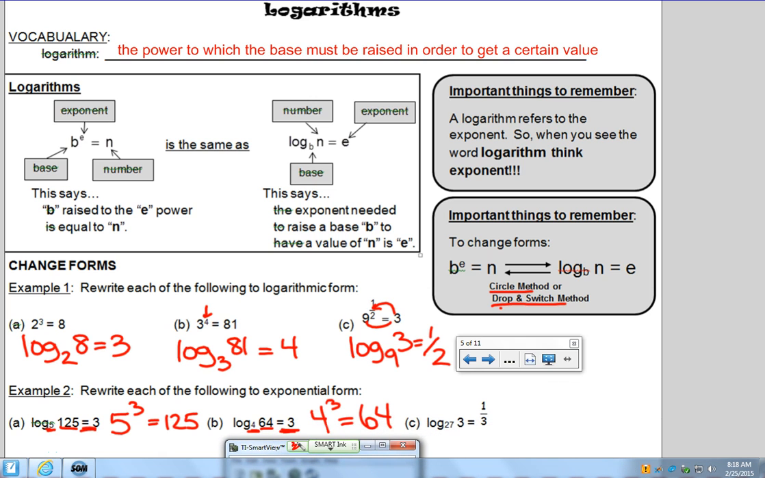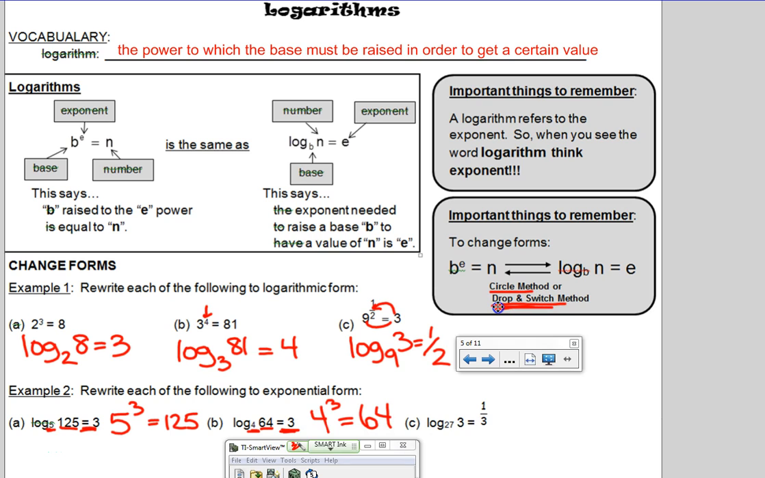All right, and lastly, if I want to use my little mnemonics to help us out, if you do drop and switch, we're going to drop the log and then switch these two around. And that would be another way to help you remember how to do this. 27 is the base, 1/3 is the power, 27 to a 1/3 power equals 3. And again, if you remember, this means the root, and that means the power. So the third root of 27 is 3, and 3 to the 1 power is 3.